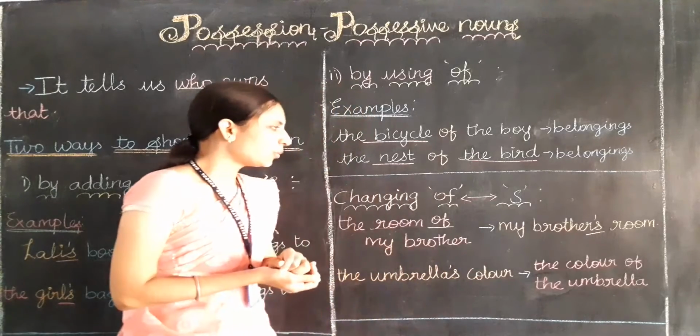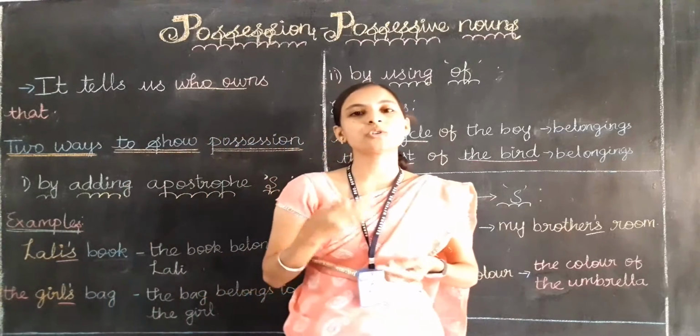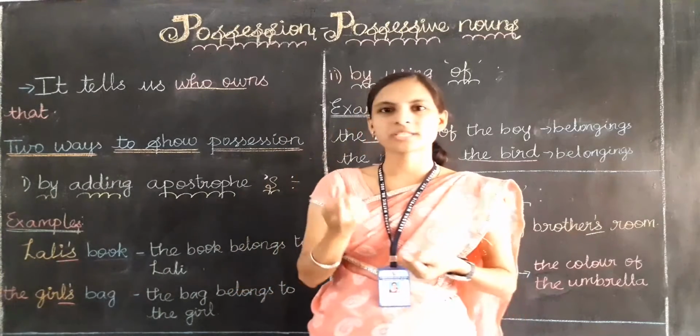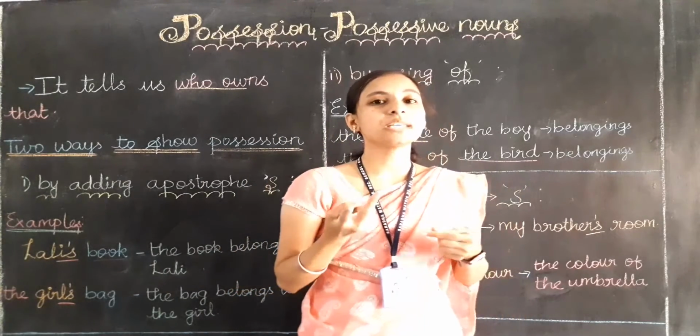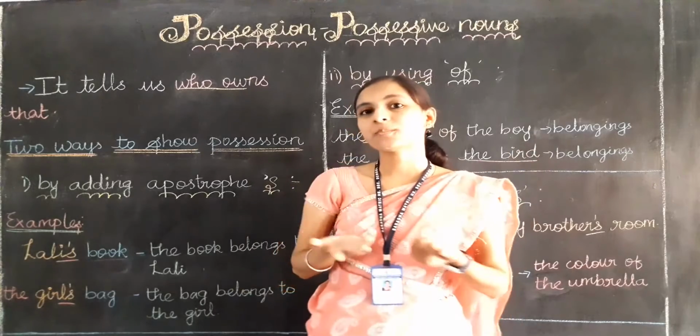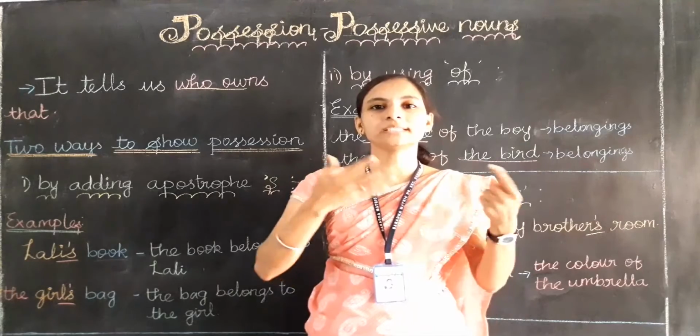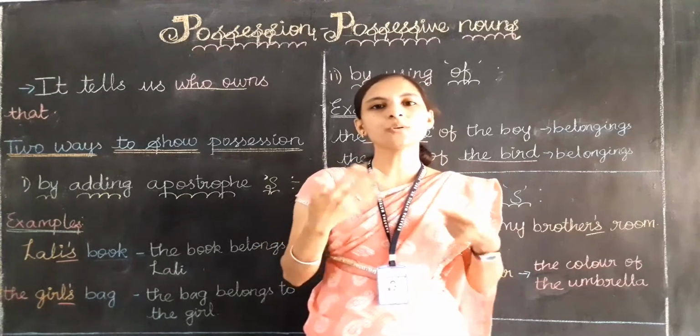Okay. So what are the two ways to show possession, children? Yes. The first one is by using apostrophe s, and the other is by using "of". So what is possession? It tells us about the thing or the person who owns that.